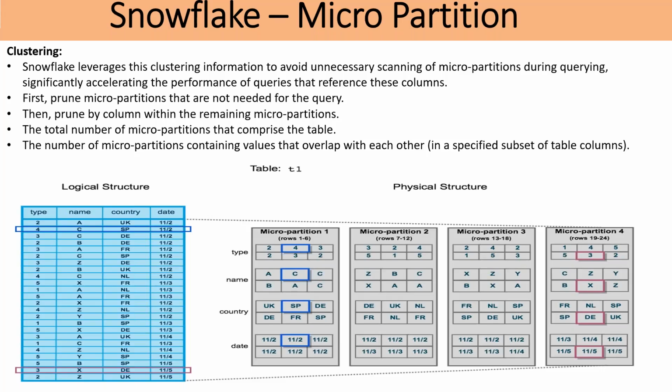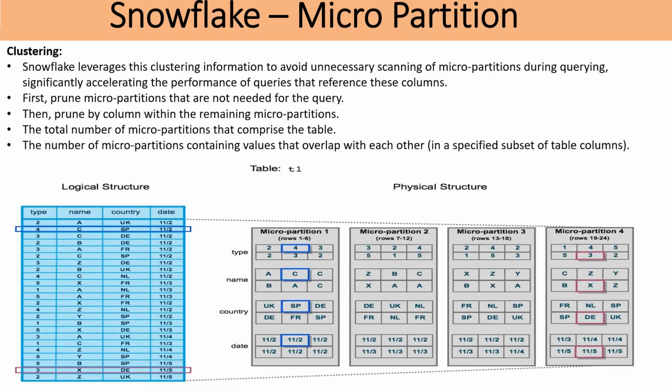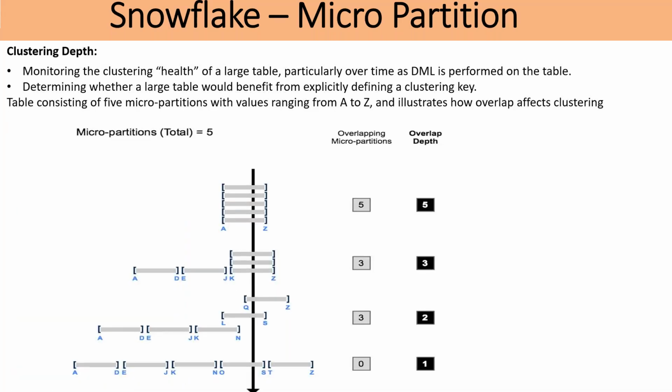So it has to first fetch which are not needed, then fetches which are needed, and then it prunes which columns it doesn't need, and then based on the filter condition it has to scan these three micro partitions. Okay, this is the way that Snowflake normally gets it, and it has two other things.